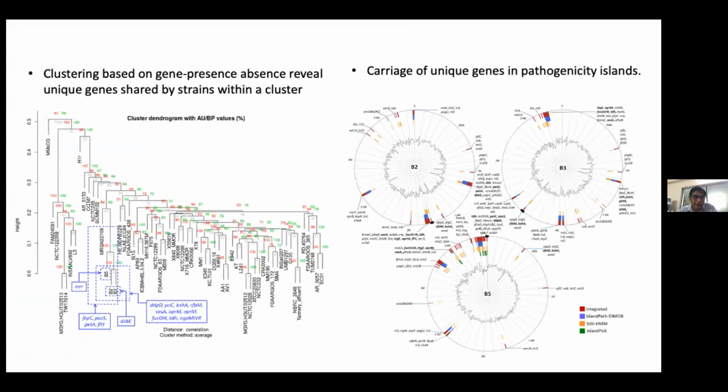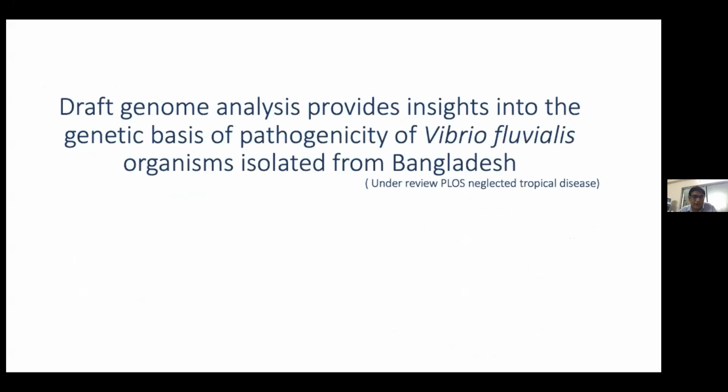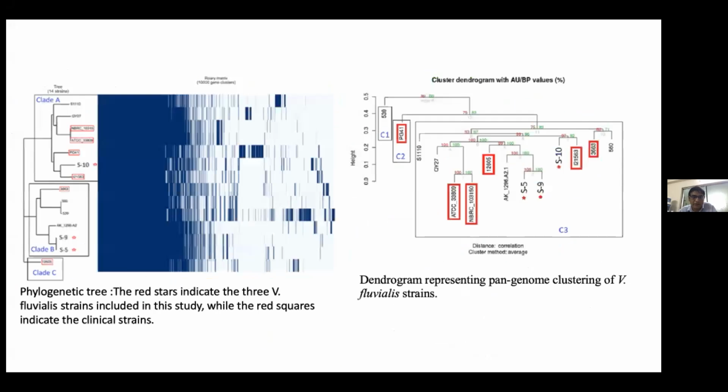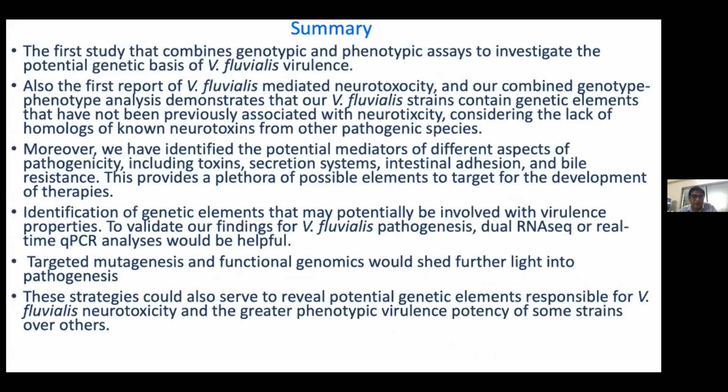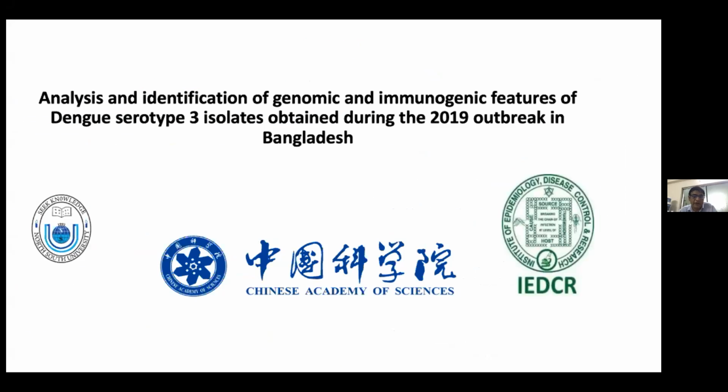And you can see from the bioinformatics analysis, we identified the unique genes and some unique genes in their pathogenicity. I'm not going into the details, because it would be too early for you. So I'll just go through the dengue one.